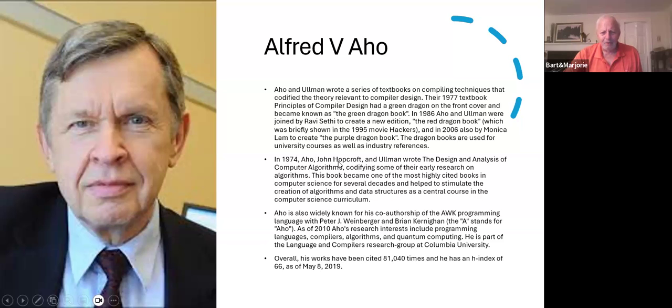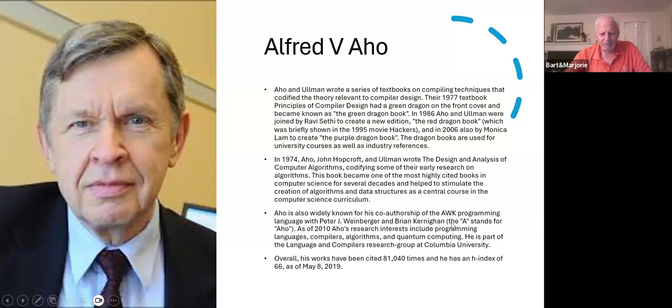But this wasn't all. Al Aho, John Hopcroft, and Jeff Ullman wrote The Design and Analysis of Computer Algorithms, codifying some of their early research on algorithms. This became one of the most highly cited computer science books for decades, and stimulated the creation of algorithms and data structures as a central course in computer science. This is really the science in computer science, these algorithms that were developed here. They wouldn't have come about any other way.